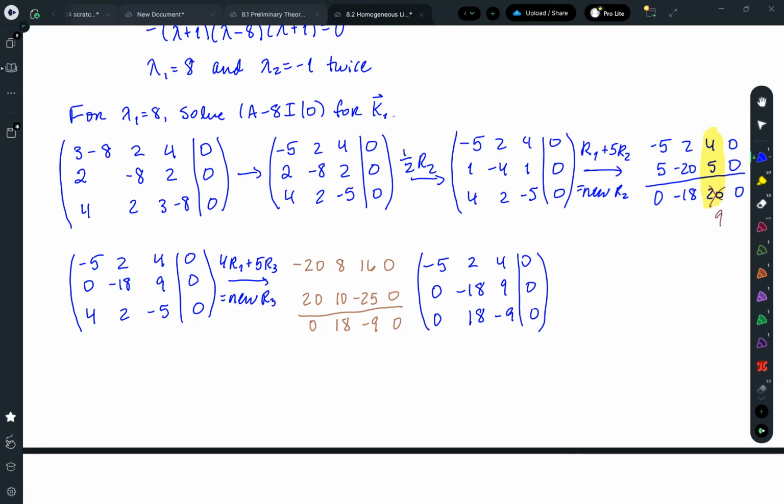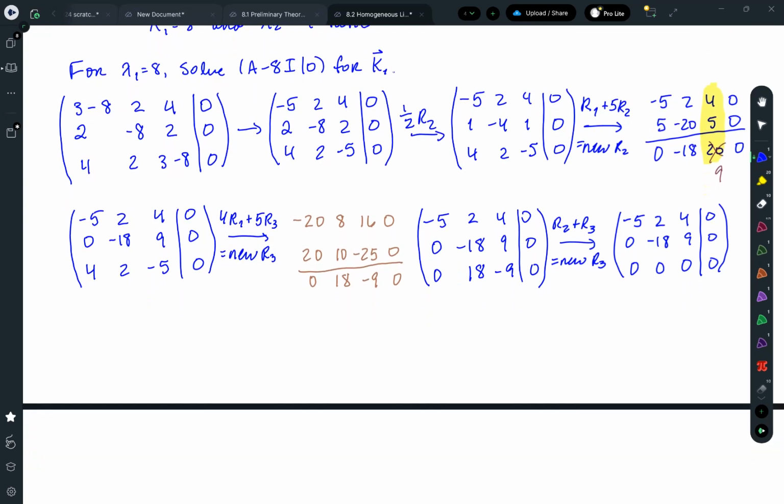Okay. All right, so now if I add row 2 and row 3, that's going to give me my new row 3. And so row 1 stays negative 5, 2, 4, 0. Row 2 stays 0, negative 18, 9, 0. Row 3 is now a row of zeros because negative 18 plus 18 is 0 and 9 minus 9 is 0.